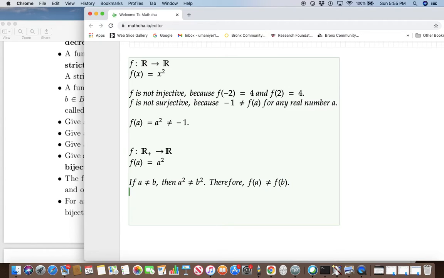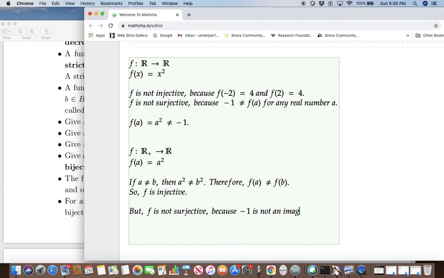So f is injective. But f is not surjective because of the same reason as earlier. -1, that's on the right hand side, is not an image under f. That is, there is no real number, positive or otherwise, such that f(a) equals -1.